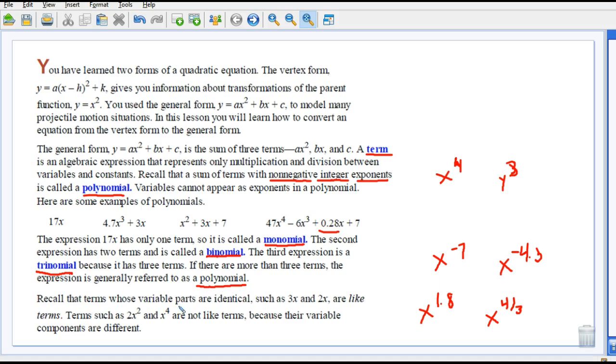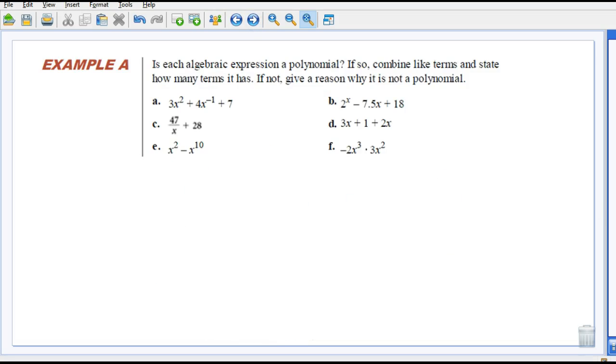Recall that terms whose variable parts are identical, such as 3x and 2x, are like terms. Terms such as 2x squared and x to the fourth are not like terms because their variable components are different. If I have 2x and the other one is x to the fourth, these are not the same because they don't have the same number of variables. There you go. So now let's do example A.